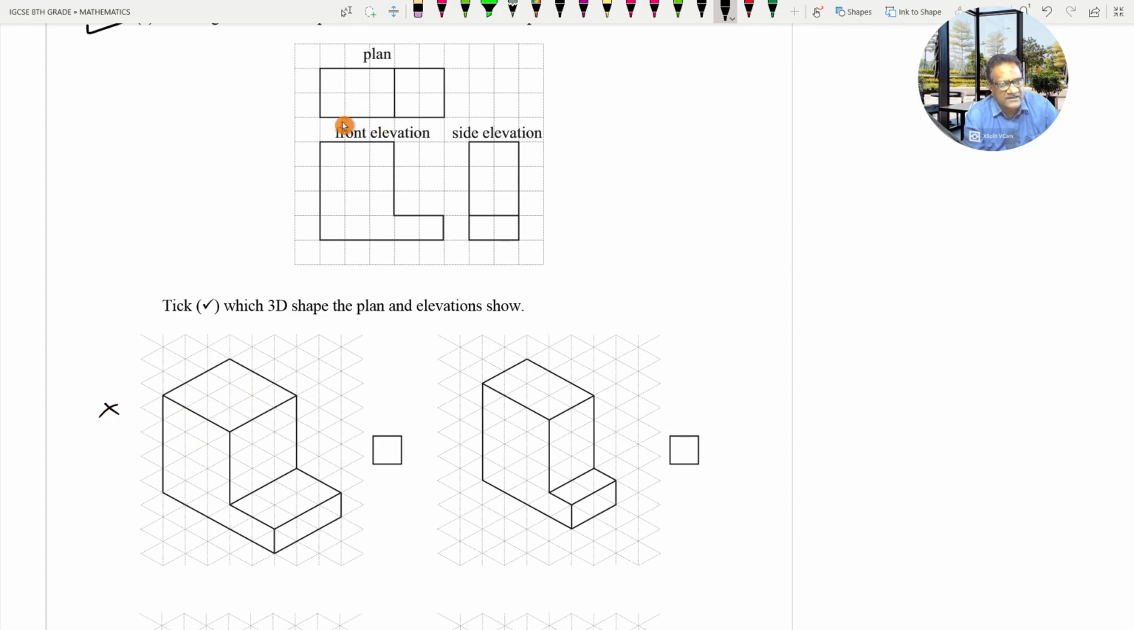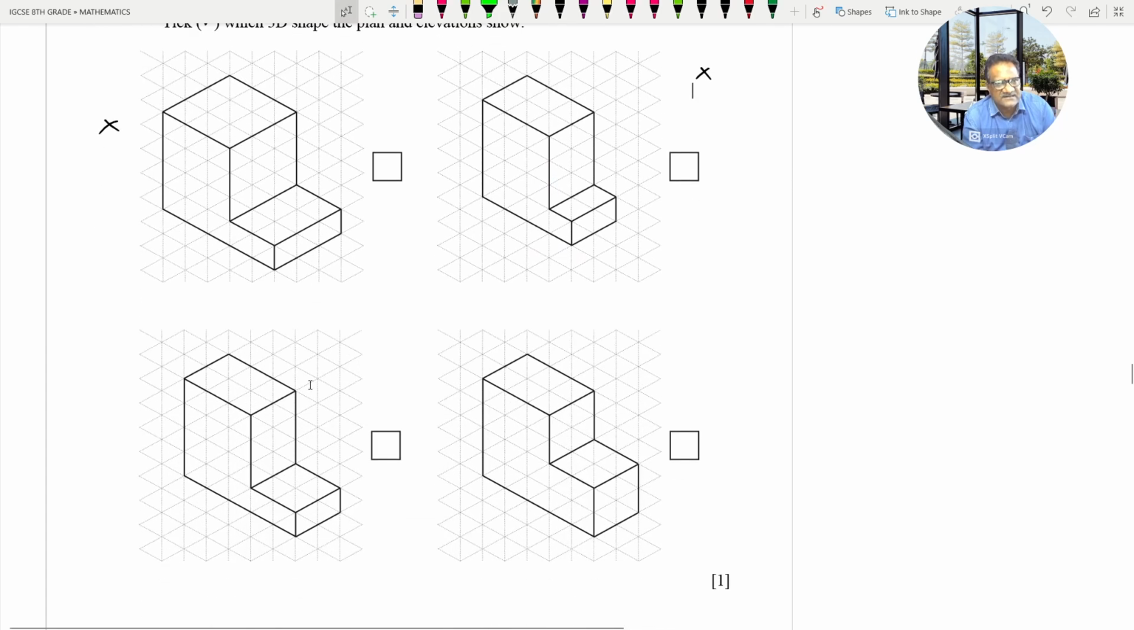If you see from the top, the plan itself is not matching. For this, I think the plan is 3 by 2. Okay, so if you see from the top, it is 3 by 2, and this is 2 by 2. But if you see this portion, it is 2 by 1. Okay, so this is also not matching. Okay, so looking at the plan itself, these two figures are checked out. Okay, so they cannot be the answer. Now let us see whether the next two figures match.